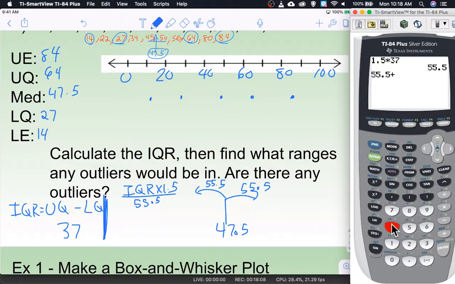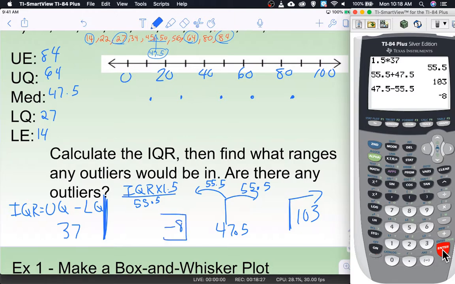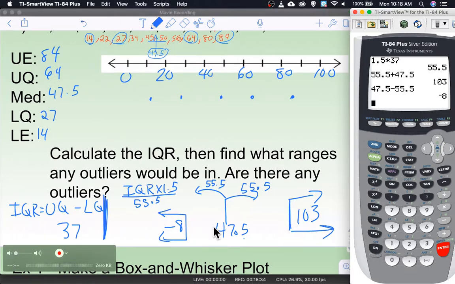So now if I recalculate, 55.5 plus 47.5, that gives me outliers would be from 103 and bigger. And then 47.5 minus 55.5, outliers would be -8 and smaller. So now we know where our outliers would be. Anything between -7 and 102 is good. Anything outside that range would be an outlier. So we do not have any outliers here.